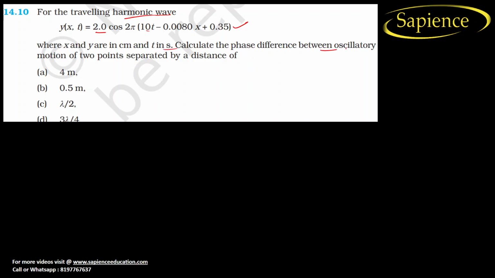Calculate the phase difference between the oscillatory motion of two points separated by a distance of 4 meter, 0.5 meter, λ/2 and 3λ/4.